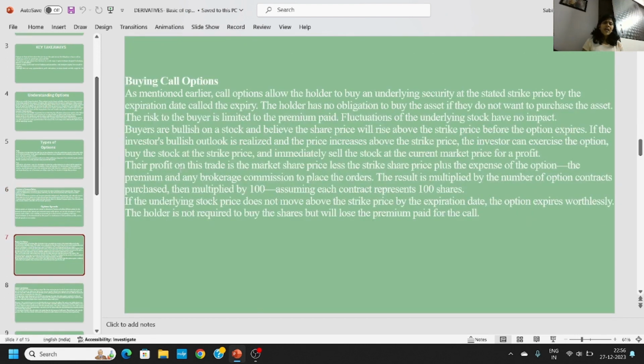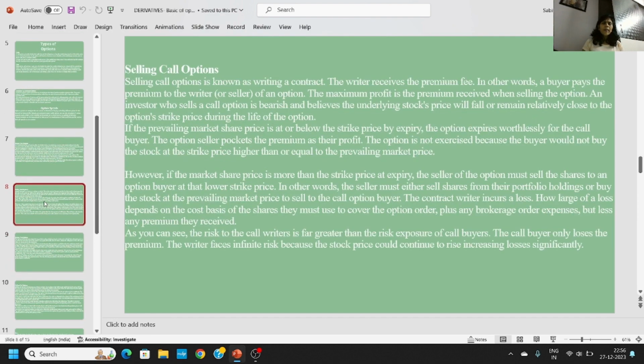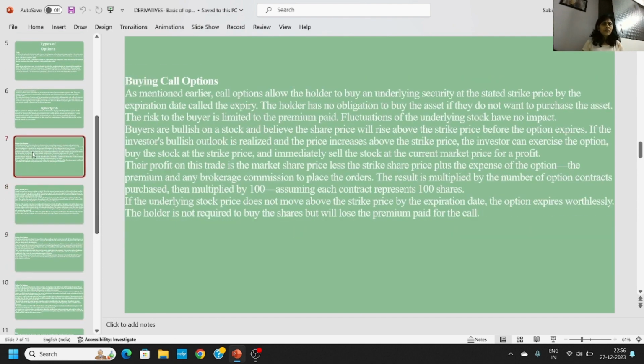Buying a call option. As mentioned earlier, a call option allows the holder to buy an underlying security at a stated strike price by the expiration date, that is called expiry. For example, I told you every Thursday is a Nifty expiry, and every Wednesday is a Bank Nifty expiry. Generally for calls and puts there is a weekly expiry and a monthly expiry. So every week Thursday is the expiry.